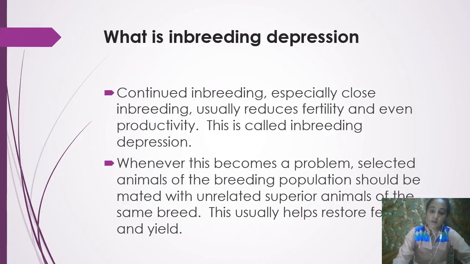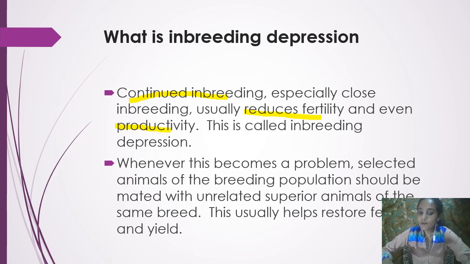Now, what do you mean by inbreeding depression? I already explained to you. Continuous inbreeding: how many generations did I tell you? 5 to 6 generations. Maximum limit is 6 generations. What can happen after doing the inbreeding? It reduces the fertility and even the productivity. And this phenomenon is called inbreeding depression.